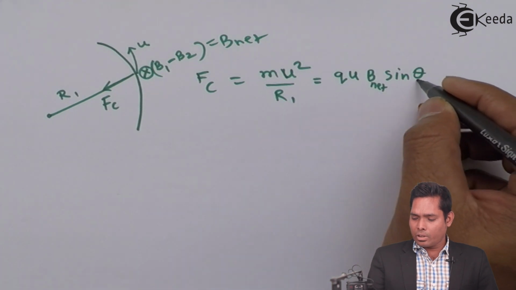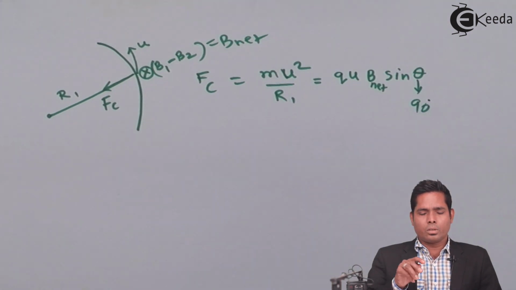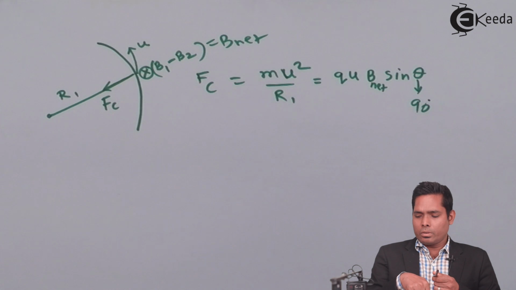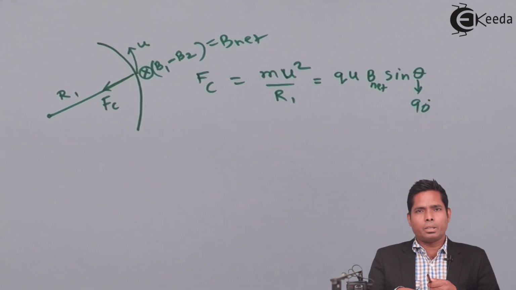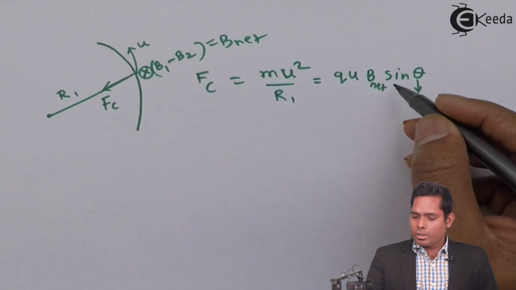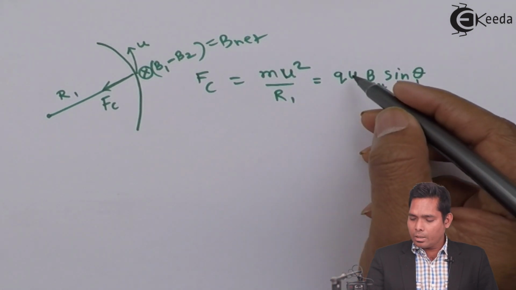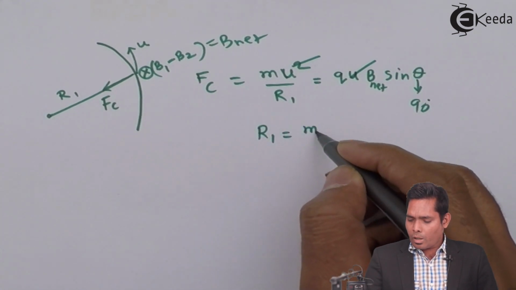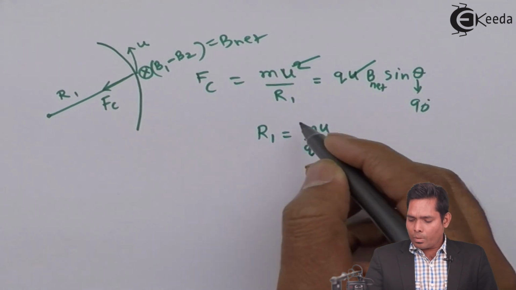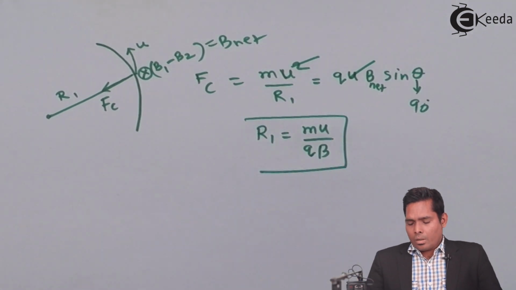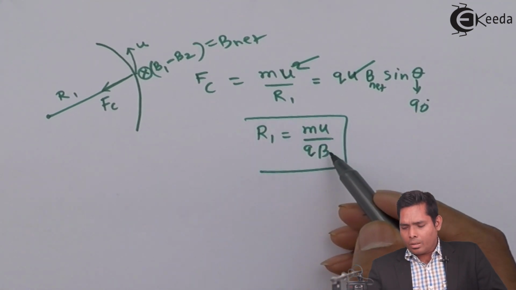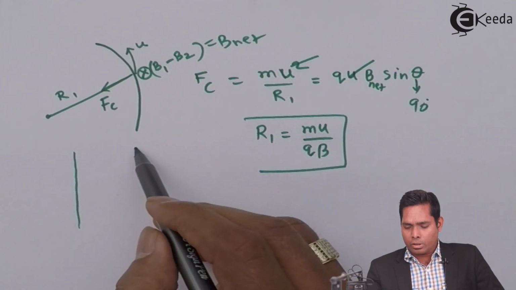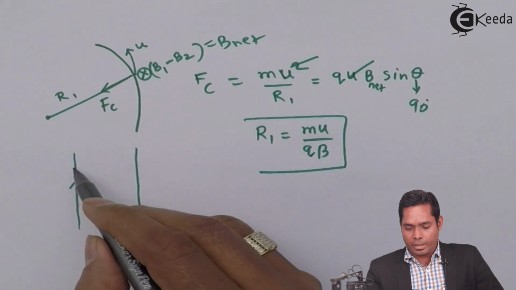q u b net sine theta, and theta is always 90 because the charge is moving in the plane of the paper and the B is perpendicular to this. So theta between this u and B is 90. So if I put this, then this u will cancel out, and R1 comes out to be mu upon QB. This is the formula we are getting. R1 is mu by QB in both the cases.